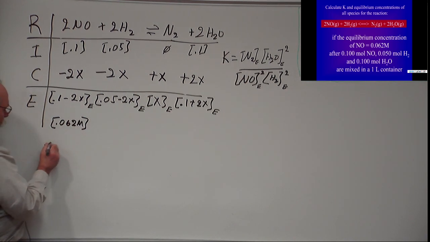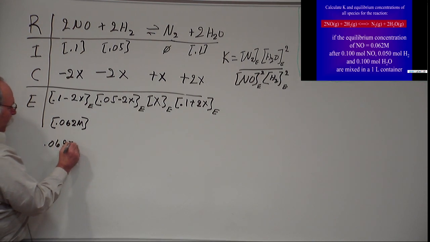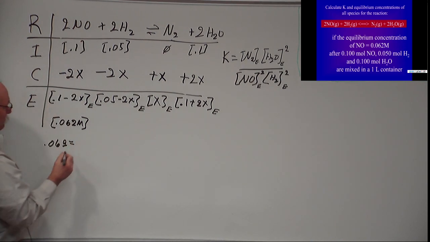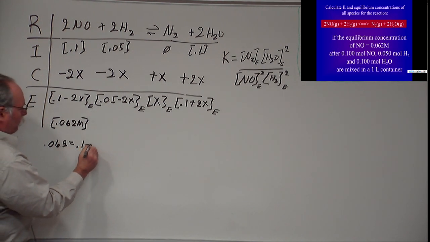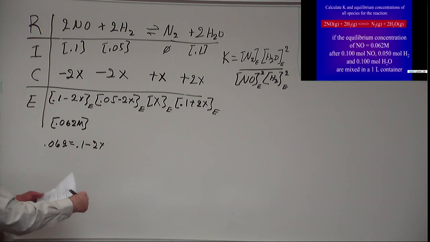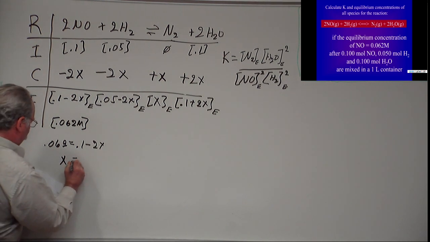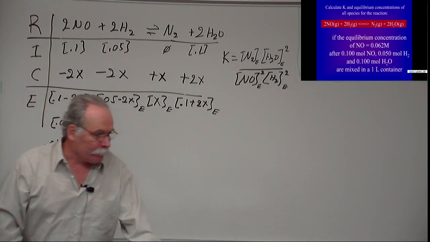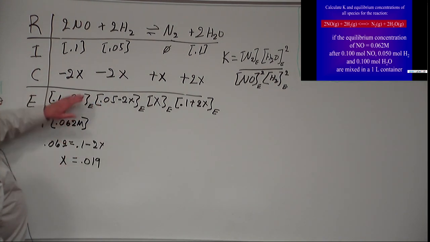So I could say that 0.062 was the amount of this left over after the reaction was over, which is equal to 0.1 minus 2x, what I started with, minus what was consumed, and that gives me a value of x equal to 0.019, okay? Now, let's make a couple quick comments here.